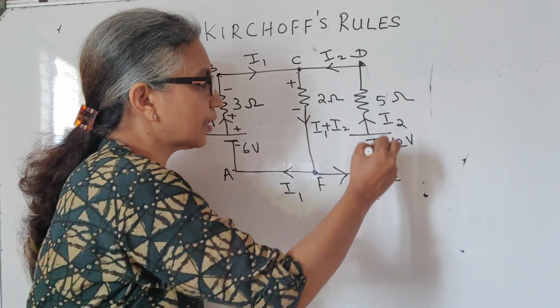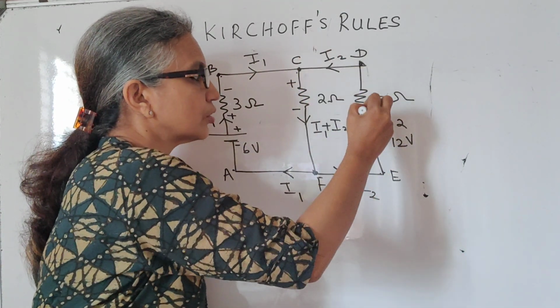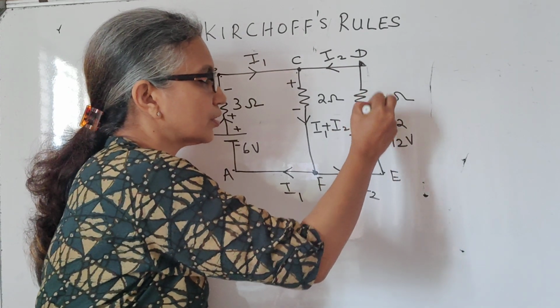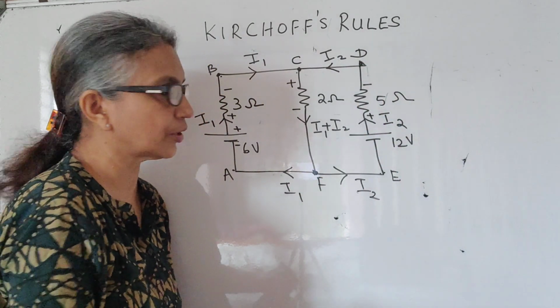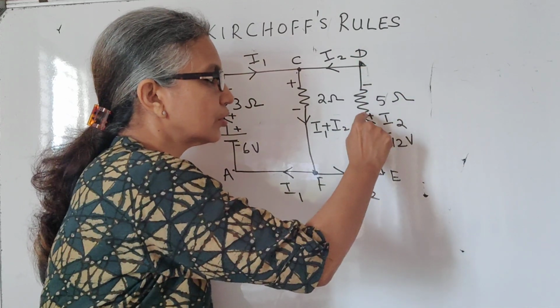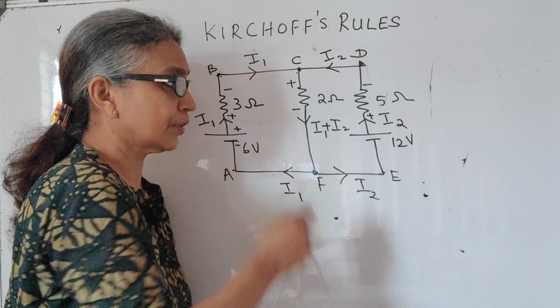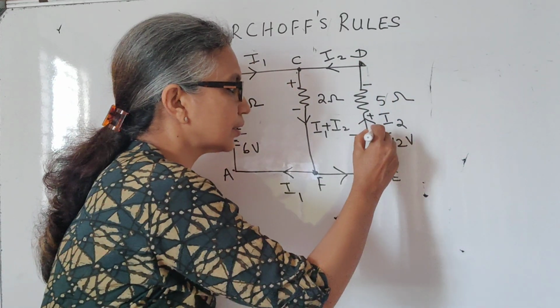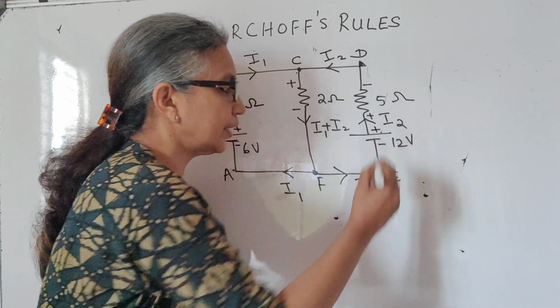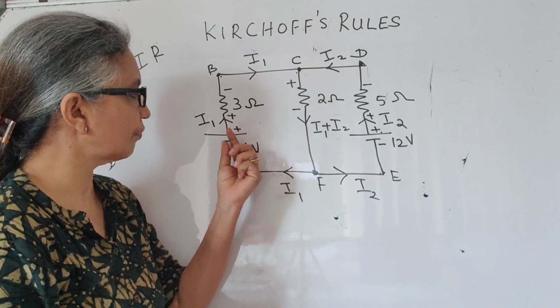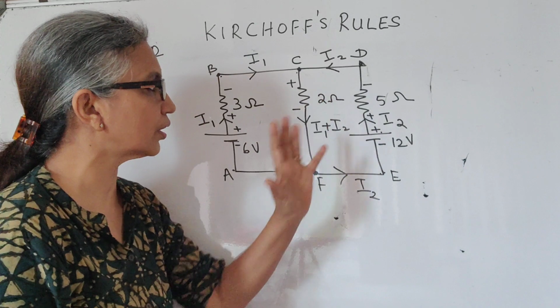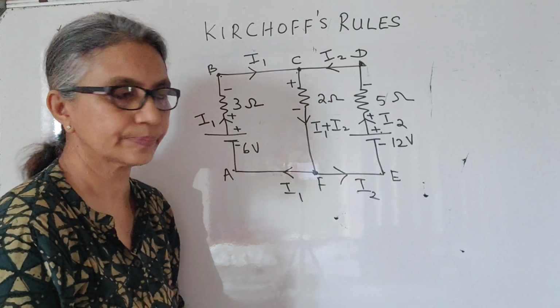Here the current in this branch is going up like this. So here it must be the positive end and this must be the negative because you have marked your current like this. So this is positive and this is negative. For a cell here, this is the positive and the smaller line is the negative. So I have marked the positive and negatives for all the resistors and the cells in the circuit.